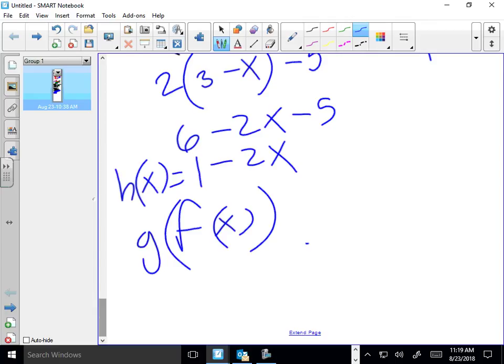Okay, that's one way to do the problem. What's another way to do the problem? Sean? Plug what? I'm trying to find g of f of 4. Edra, can you help him? How could you use g of f of x to help you find g of f of 4?